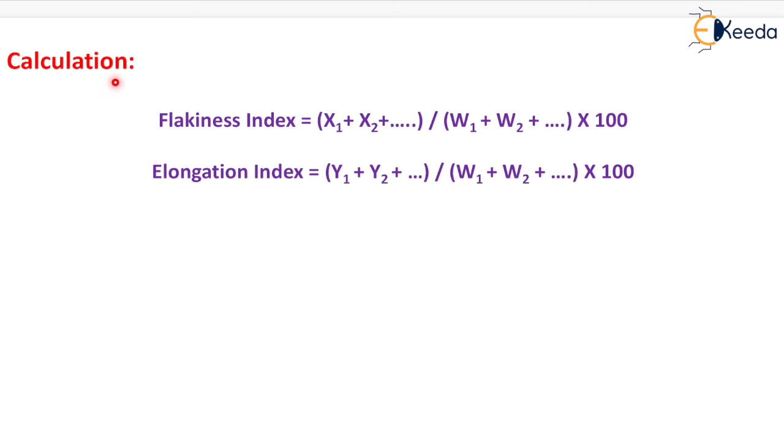Now, calculation of shape test. Flakiness index can be computed by using the formula (x1 + x2 + x3 and so on) divided by the total weight, that is (w1 + w2 up to wn), into 100. Similarly, elongation index can be determined by using the formula (y1 + y2 up to yn) divided by the total weight, that is (w1 + w2 up to wn), into 100.